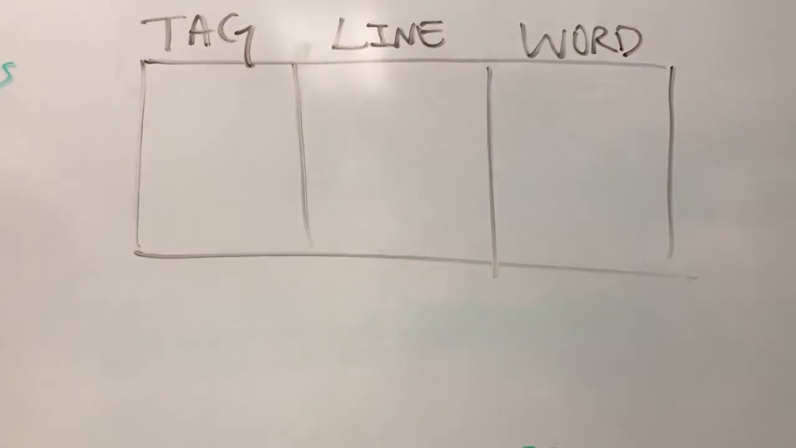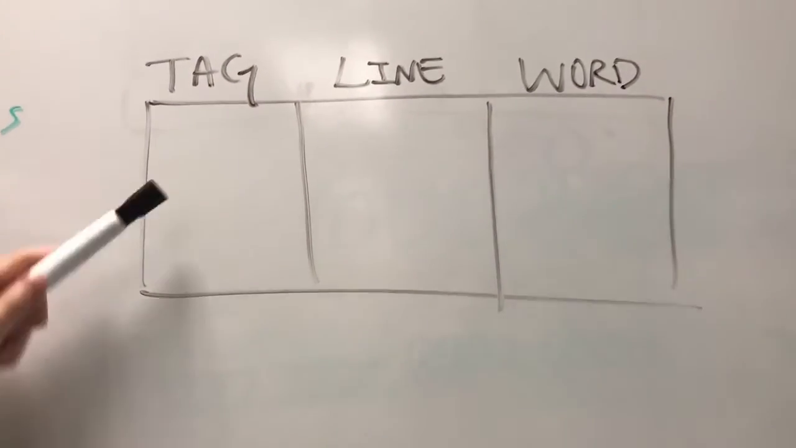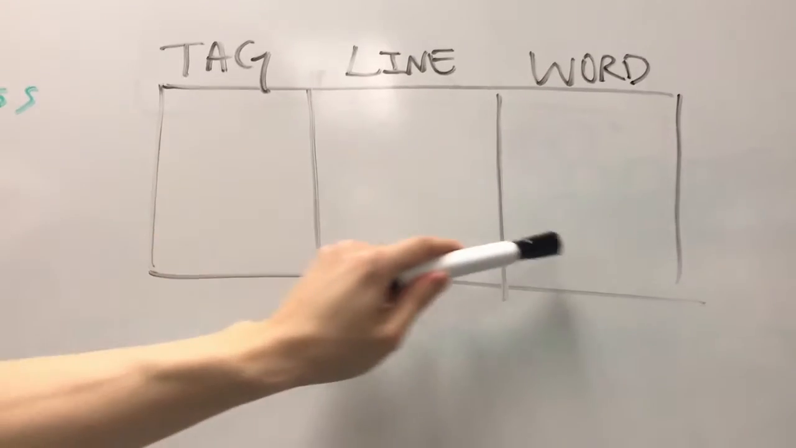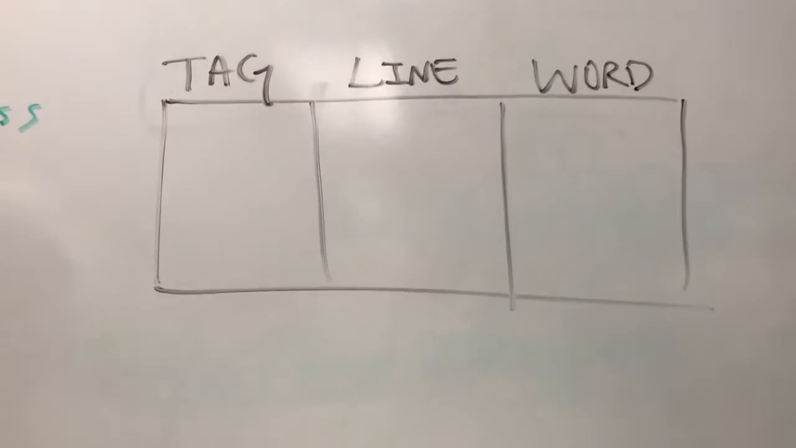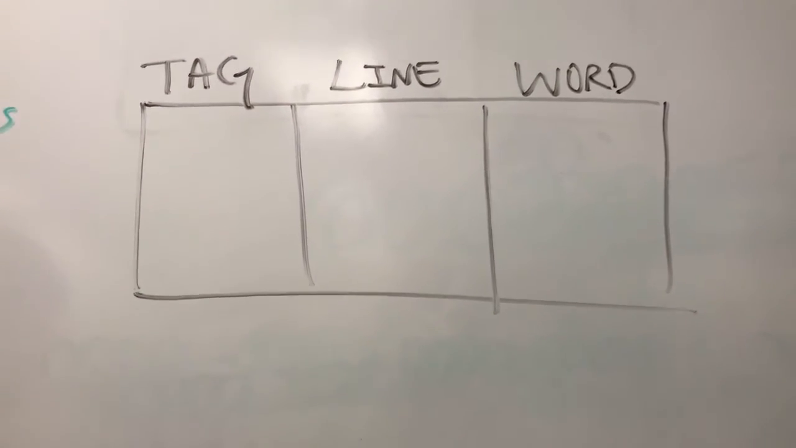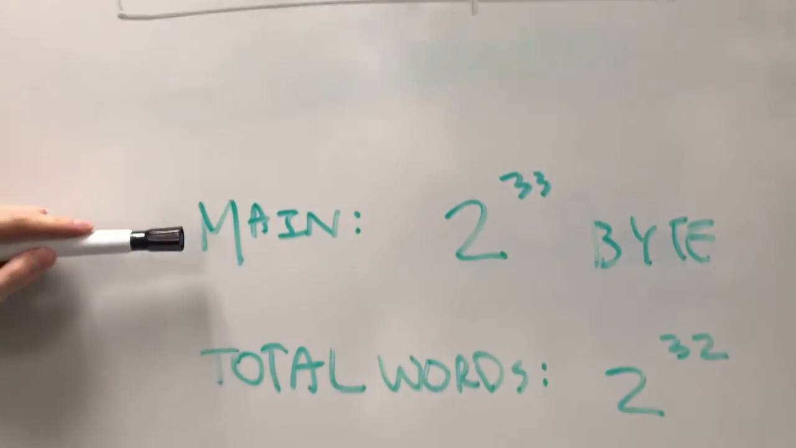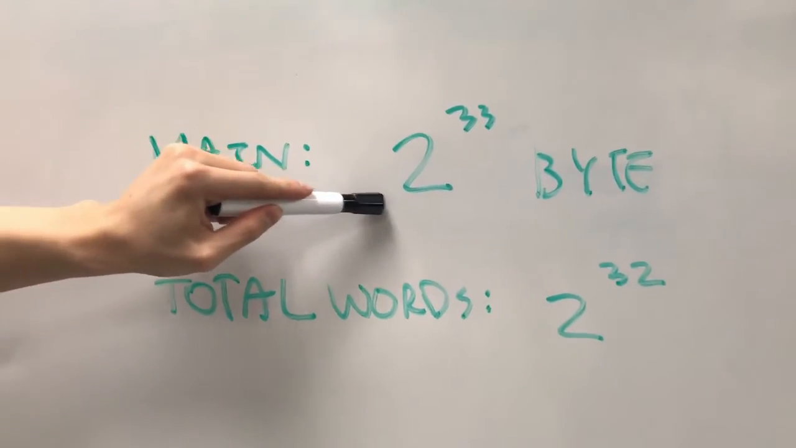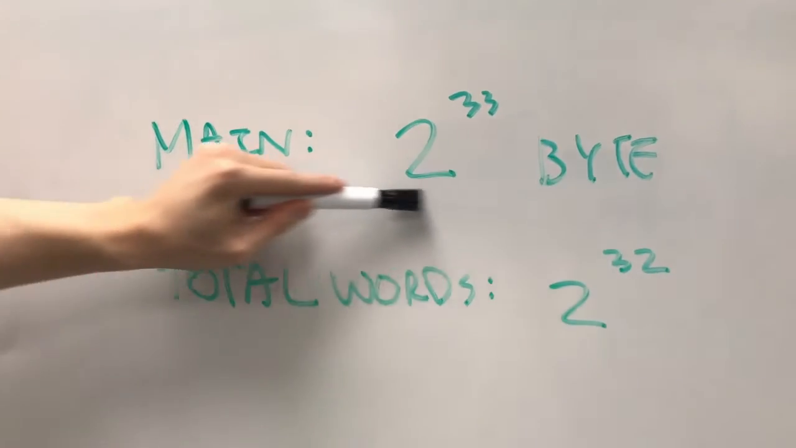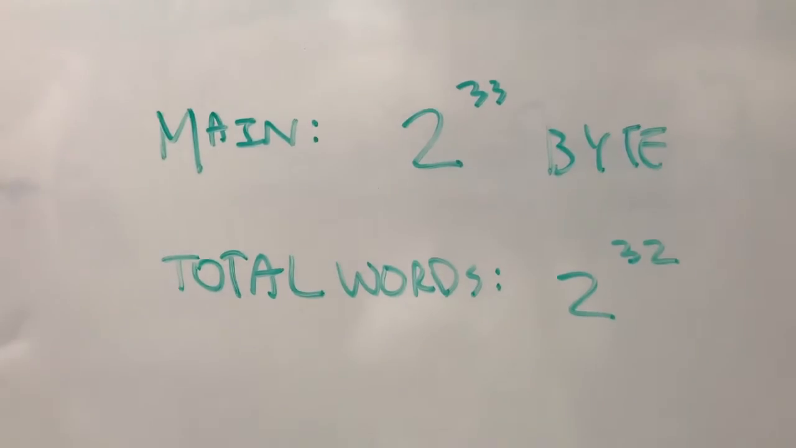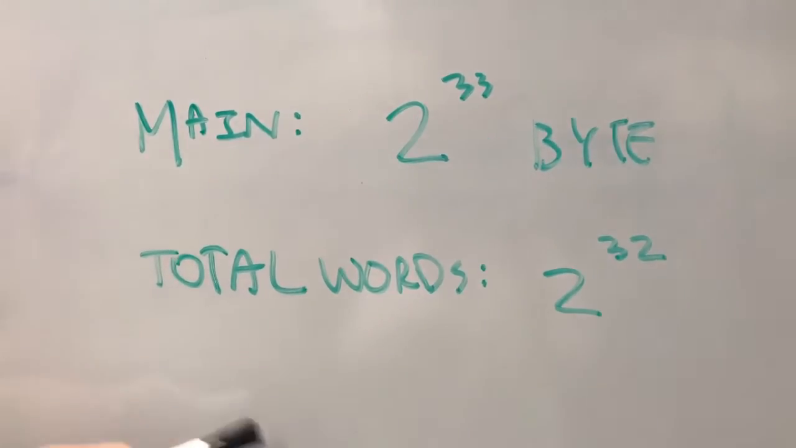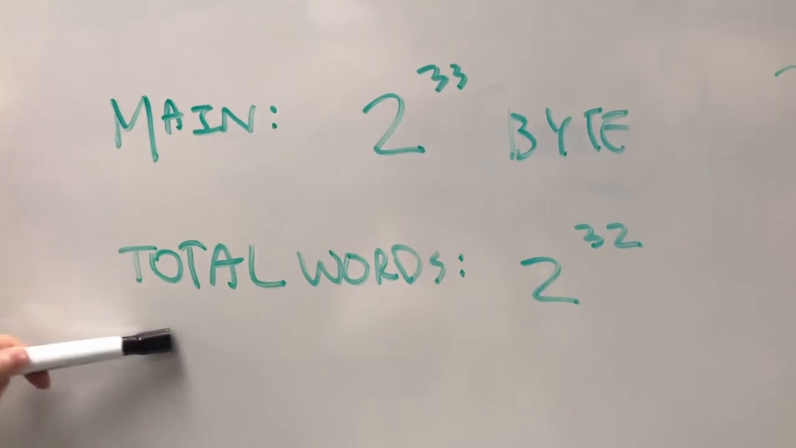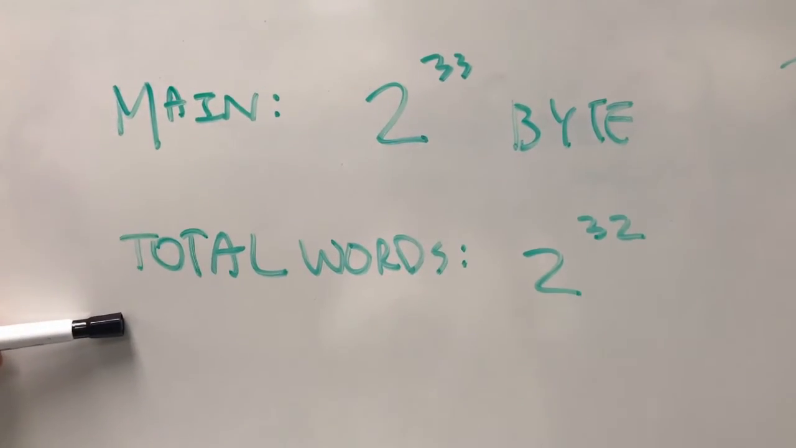a word number. This means we have to figure out how many bits are in the tag, how many bits are in the line number, and how many bits are in the word number. One useful number that we'll want to know is how many bytes are in each word. We know that the memory is 8 gigabytes, which is 2 to the power of 33 bytes in the main memory. We also know that the memory address is 32 bits, which means that there are 2 to the power of 32 words in total.